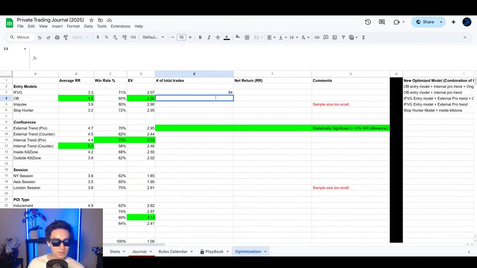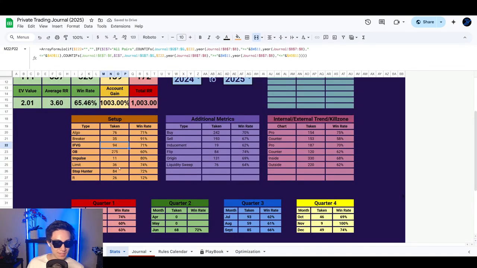And then if you do number of trades here, COUNTIFS of journal, this is G to G. This is OB. 275. Just make sure it matches my data correctly here. 275. Yep.